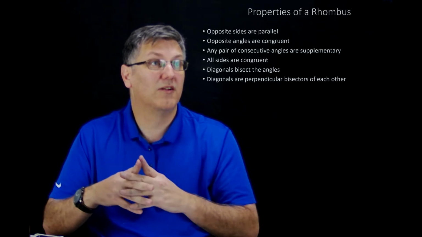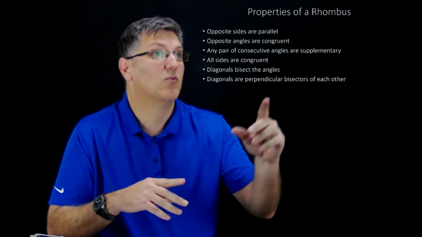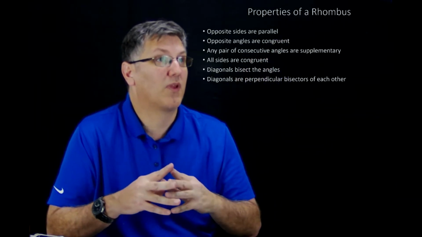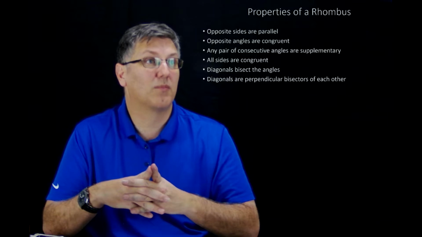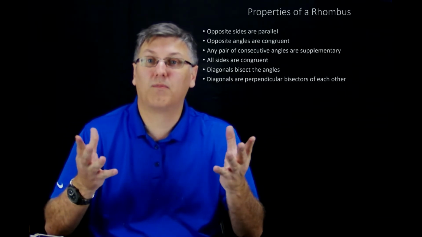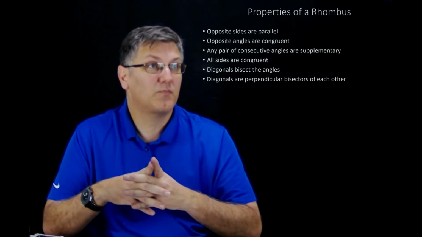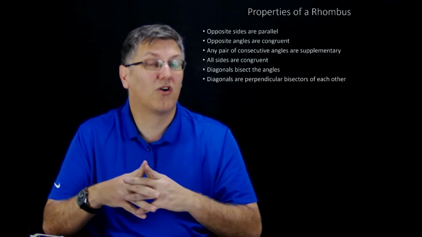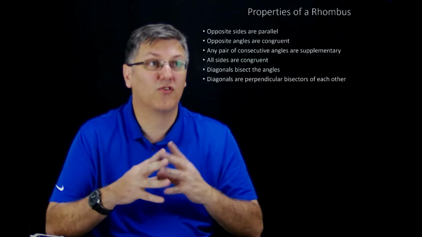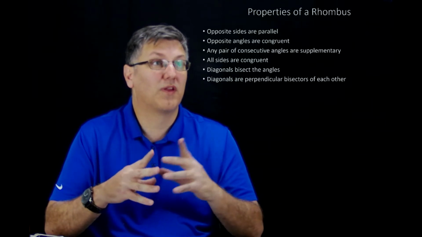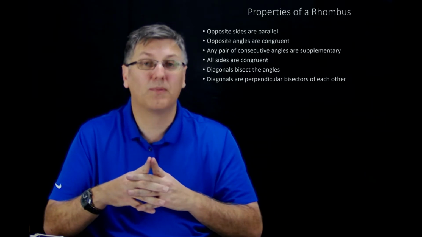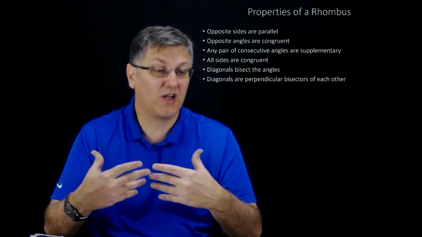So if we look at the properties of a rhombus, we see that the opposite sides are parallel, opposite angles are congruent, any pair of consecutive angles are supplementary. Those are all just properties of a parallelogram. Now, all sides are congruent. That's going to be special to the rhombus. Diagonals bisect each other. And in fact, when they bisect each other, they're actually going to be perpendicular bisectors, meaning it's going to form a 90-degree angle.